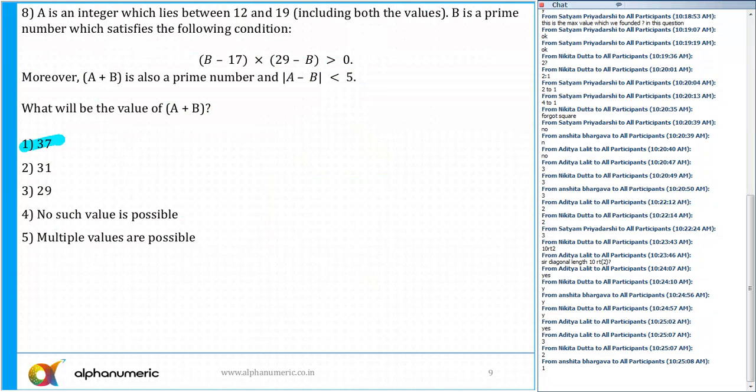It says A is an integer which lies between 12 and 19. B is a prime number which satisfies this condition. So from the first equation, you'll get that the value of B is lying in the range 17 to 29, isn't it? And we also know the value of B is a prime number. So the possible values of B are 19 and 23.